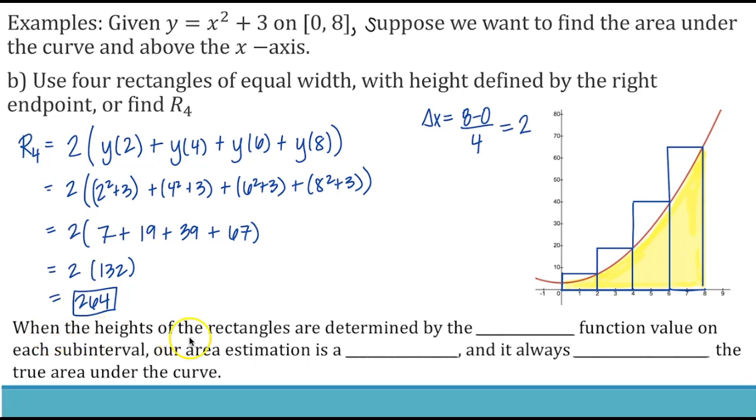So notice this time when the heights of the rectangle are determined by the maximum function value on each subinterval. So between 0 and 2, we picked the highest output, 2 to 4, the highest output over each interval. Our area estimation is always going to be an upper sum. That's what we call it, an upper sum if we choose the biggest output over each subinterval. And that's always going to overestimate the true area under the curve.